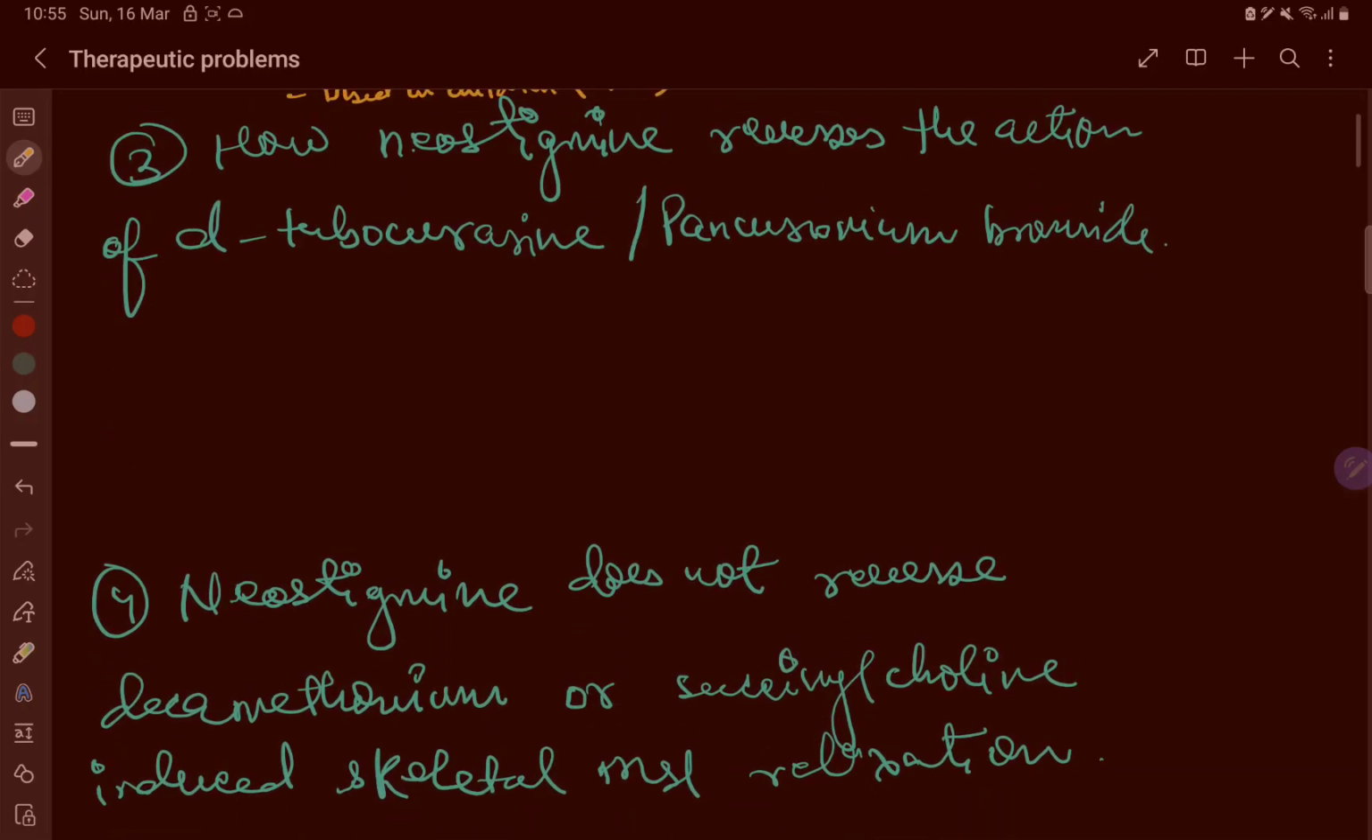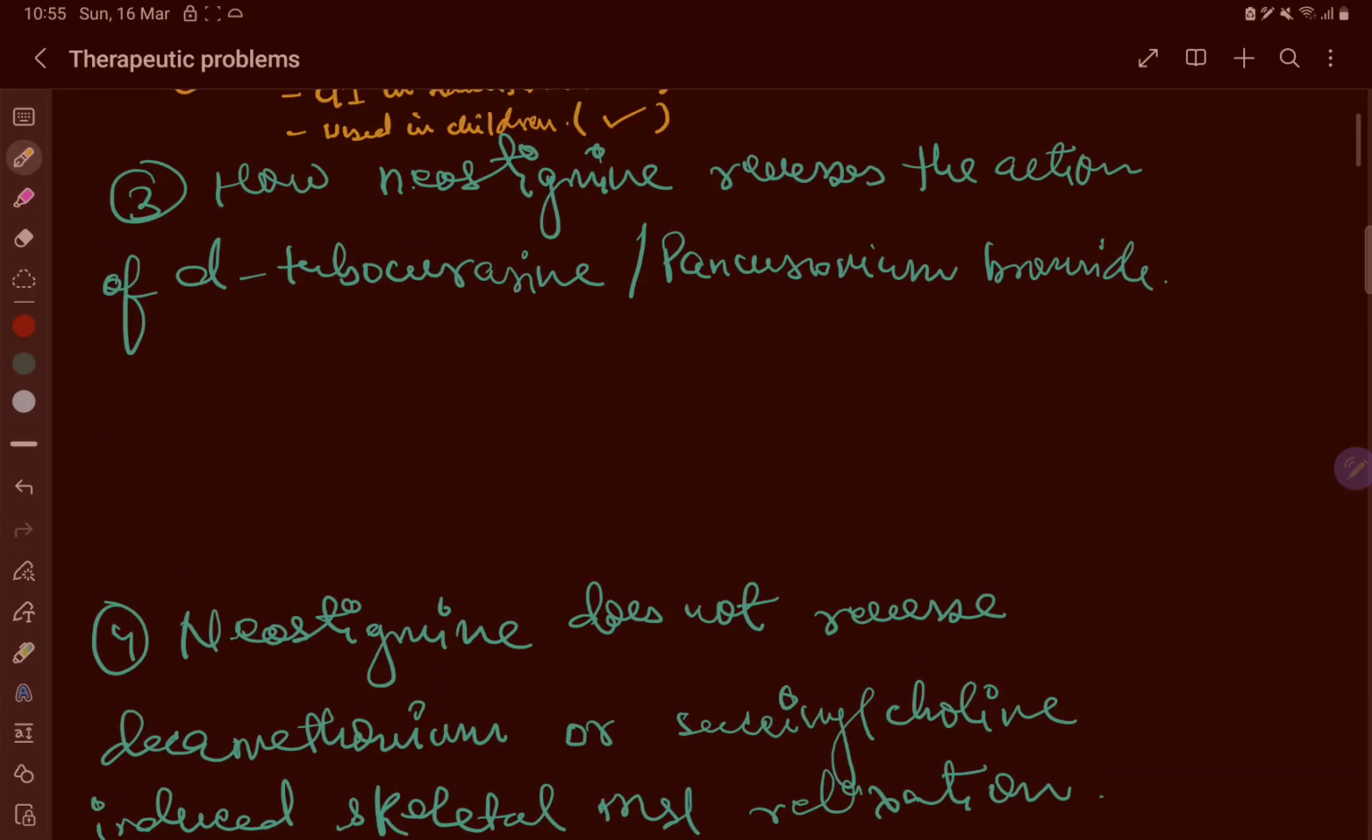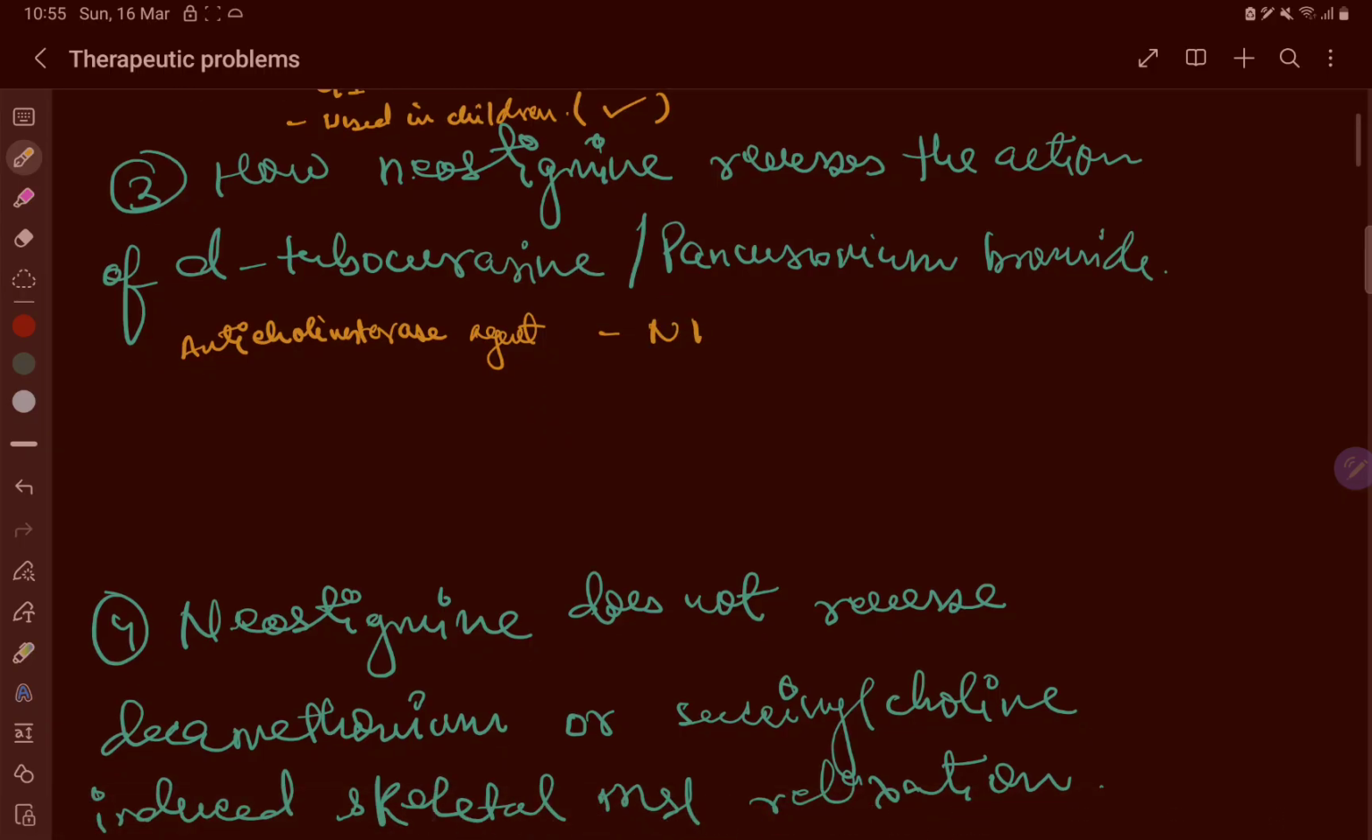Now, next question: how does neostigmine reverse the action of d-tubocurarine? Now, neostigmine is an anticholinesterase agent. It reverses the d-tubocurarine, that is the non-depolarizing neuromuscular blocker. Okay, so what are the examples of non-depolarizing neuromuscular blockers? It is d-tubocurarine and pancuronium bromide.